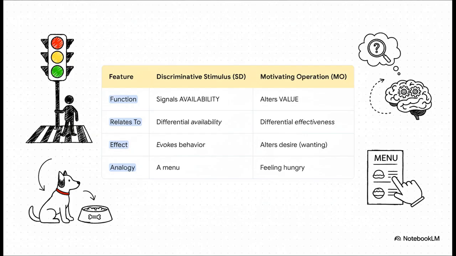I love this analogy. A restaurant menu is the perfect SD. It tells you, hey, we have burgers available to order, but it's that hungry feeling in your gut, the MO, that actually makes the burger sound valuable and makes you want to order it.